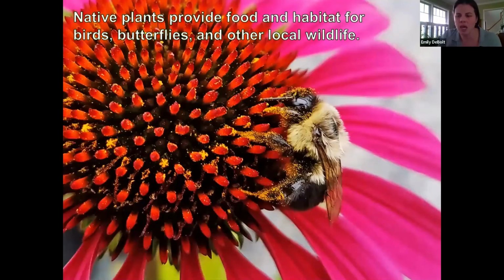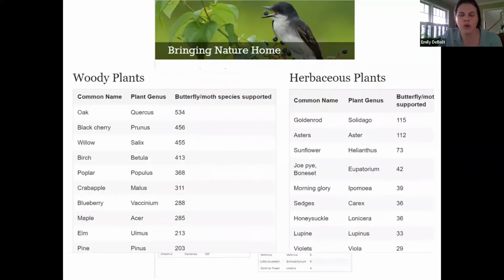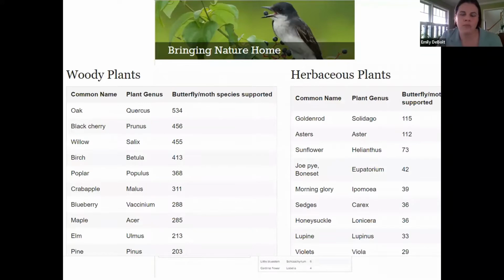But again, a lot of people might be drawn to natives because they're interested in pollinator gardens or helping the bees. I know this is kind of hard to see, but this is essentially a list of plants and research showing you the number of butterfly and moth species supported. So if you're interested in birds and those food web connections, this helps you know which plants you would want to prioritize for planting in your yard.